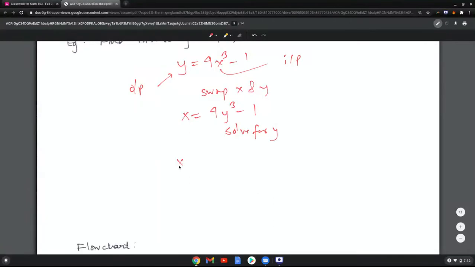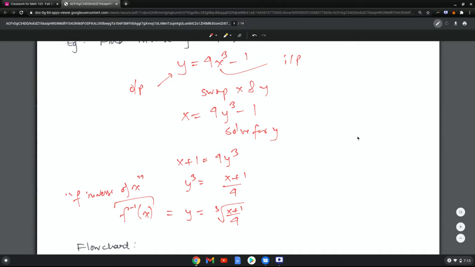Solving for y makes this x plus 1 equals 4y cubed. Y cubed equals (x plus 1) over 4. So y is the cube root of (x plus 1) over 4. And the notation for this is f inverse of x. This means f inverse of x. And you can verify it.